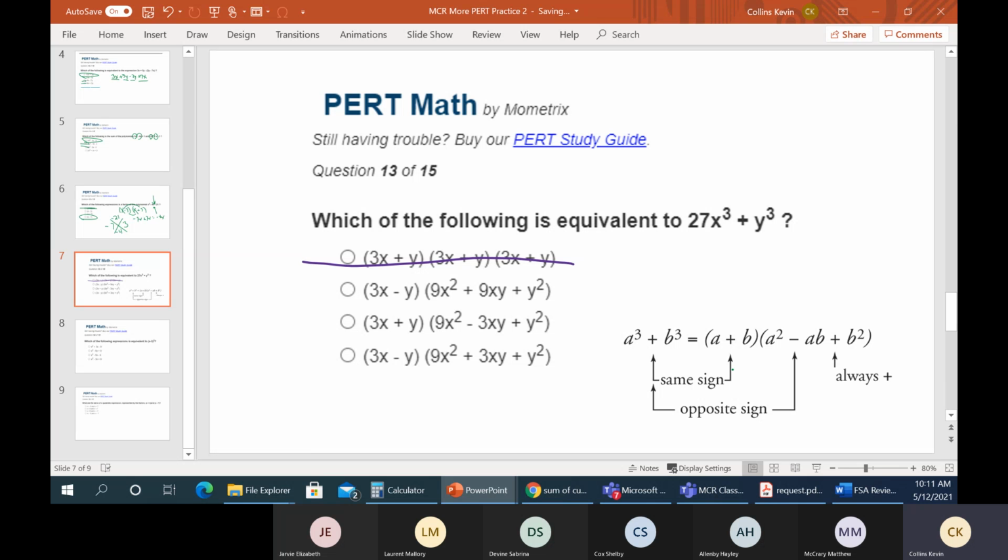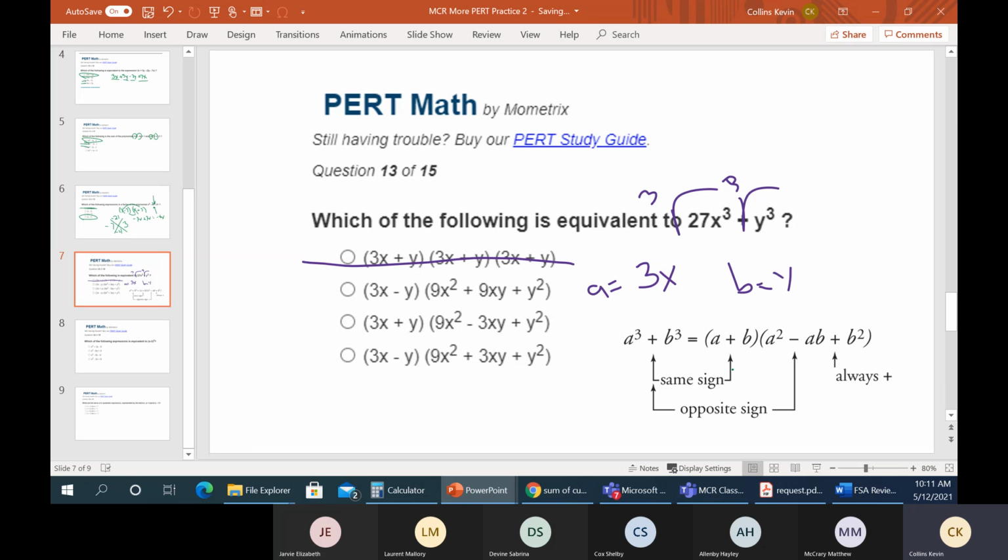All right, so here's the thing on these guys. What you need to do is take the cube root of both of these. So I need to take the cube root here and the cube root here, and that'll give you A and B. So the cube root of 27 is 3. The cube root of x to the third is x. So A is going to be 3x. And then B is just the cube root of y to the third, that's just y.